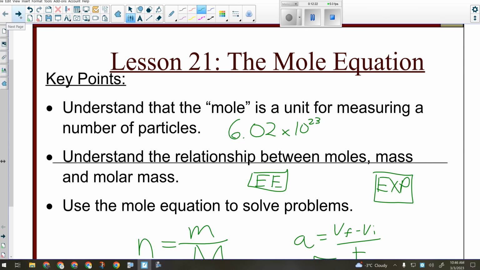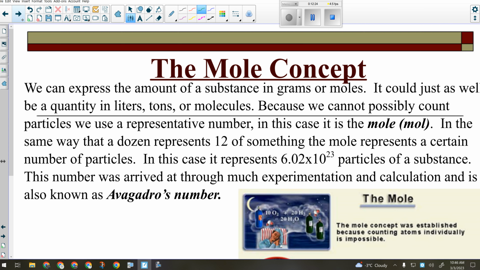So, looking at the mole here. As we said, a mole is just like a dozen. It represents a specific set number of particles, this many. 6.02 times 10 to the 23, and that is Avogadro's number. Because he's the guy who looks like a mole and came up with it.